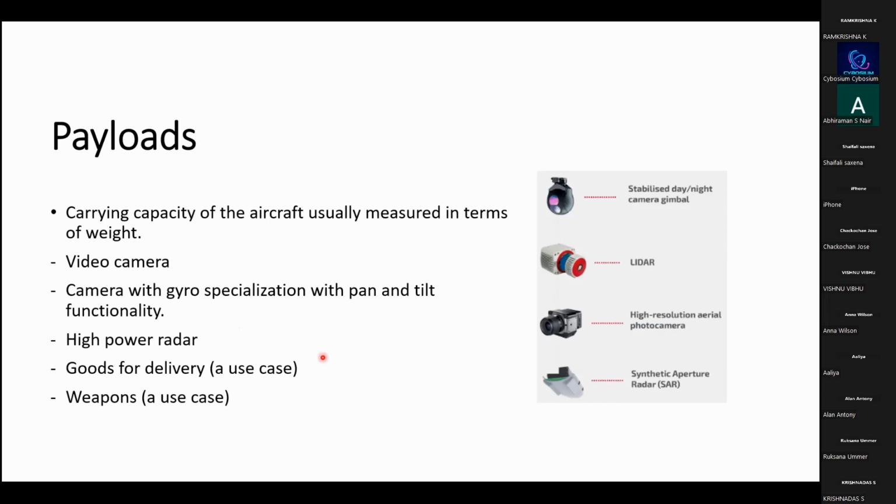And again, weapons, if there is a use case of armed drones and all. So these things can be different payloads for a drone. It needs to be taken into account while designing or while selecting a quadcopter motor.